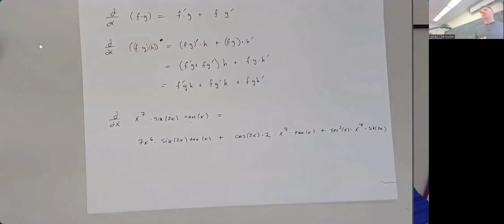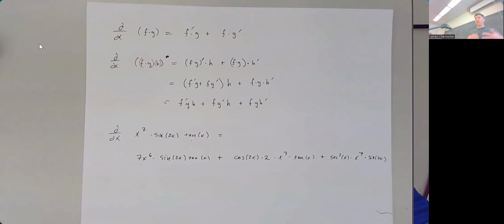And the thing I was saying at the end there is actually the more broad idea of when you have a product rule of multiple things. For a product rule of any number of things multiplied together, it's the derivative of one piece times all the other stuff left alone, plus the derivative of the next piece times all the other pieces left alone.